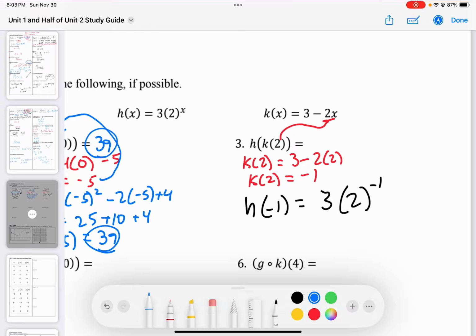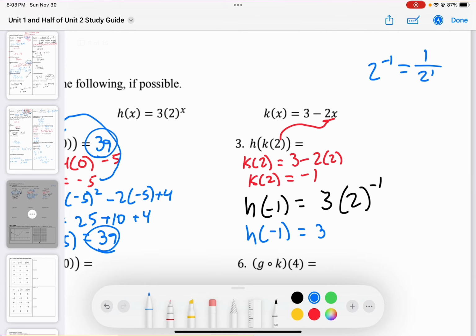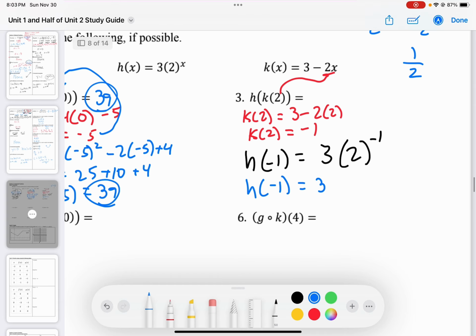And now you got to know your laws of exponents. This stuff doesn't go away. You just got to be good at math to be good at pre-calc. 2 to the negative 1. Well, that is equal to, a negative exponent means it's in the wrong place. So 1 over 2 to the first. 2 to the first is just 2. So this is really 1/2. So it's really saying, what is 3 times 1/2? Well, you could call that 1.5. You could call it 3 over 2. It doesn't matter.